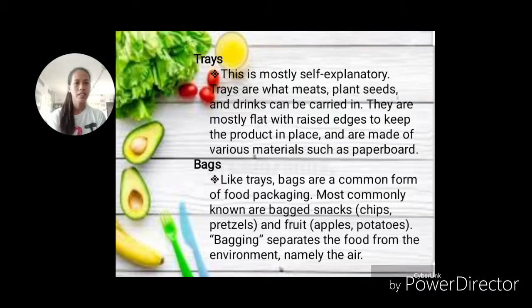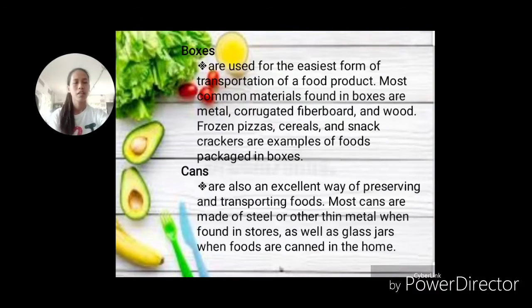Like trays, bags are a common form of food packaging, most commonly known for snacks like chips, pretzels, and fruits, apples, and potatoes. Bagging separates the food from the environment, namely the air. The fifth one is boxes, which are used for the easiest form of transportation of a food product.